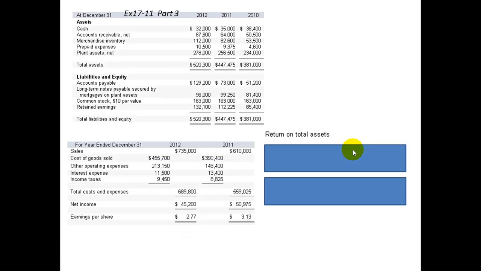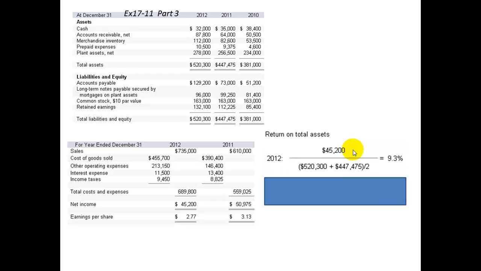Part 3 deals with return on total assets. The return on total assets would be the $45,200 income that we made in 2012, and we're going to divide that by the total assets for the average of 2012, which would be the ending assets of 2012 plus the beginning assets of 2012. Add them together, divide by 2, and divide that into the net income. Looks like our return on total assets is 9.3%. Higher is better. And so let's see what we did for 2011.